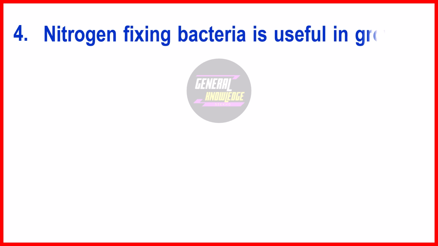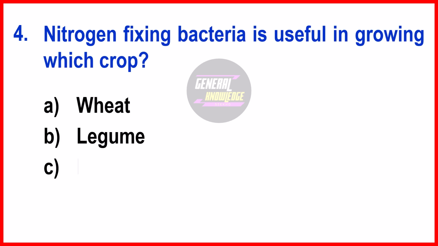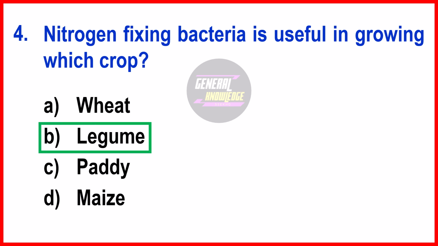Nitrogen fixing bacteria is useful in growing which crop? The right answer is option B, legume. Nitrogen fixing bacteria is useful in growing legume crops like soybeans, peanuts, beans, peas, and clover.